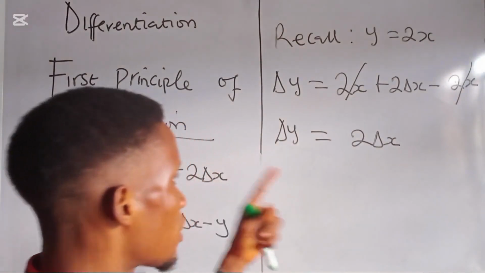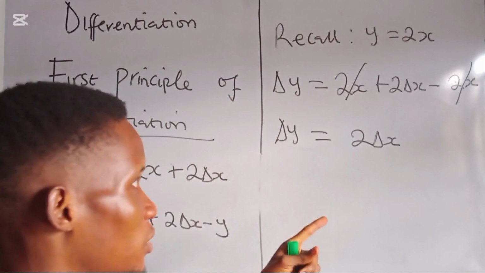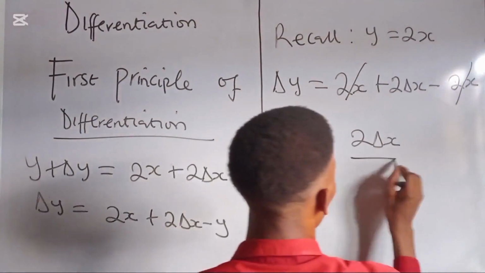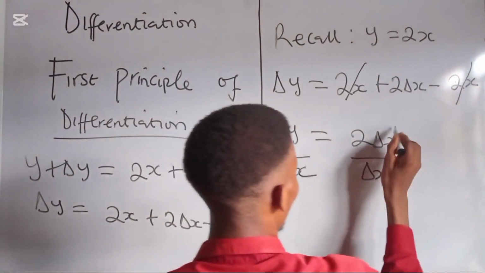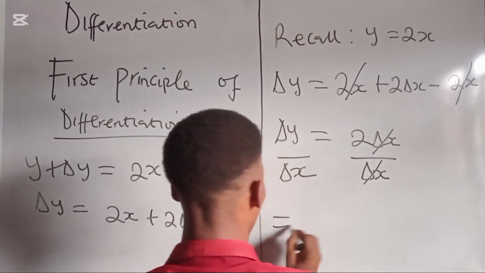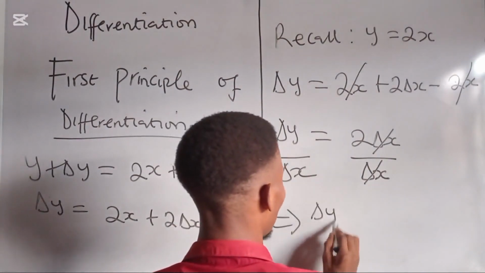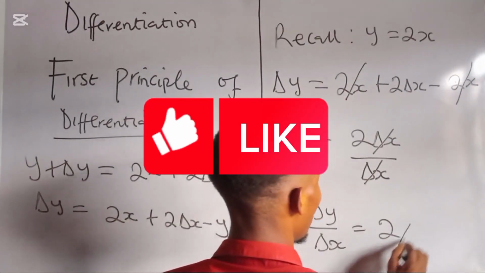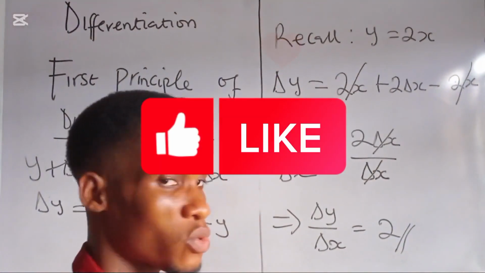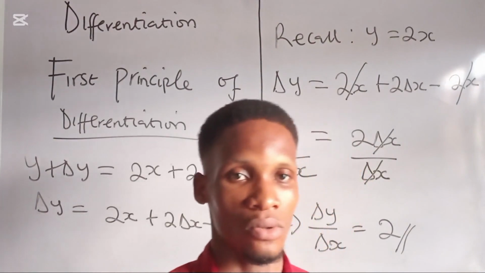So we are to make 2 the subject by dividing by change in x. Divided by change in x. So this can go against this. It now implies that change in y over change in x equals 2. That's the answer. And that's what we got when we used the general method to solve it.